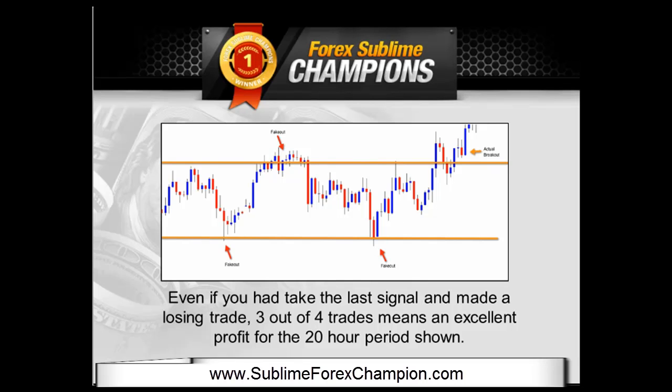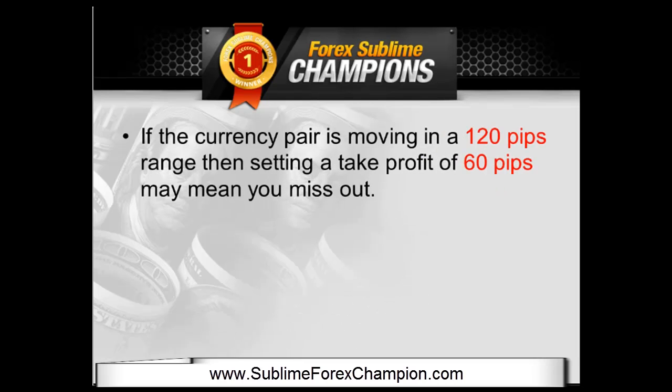When trading the channel, you should adjust your stops and take profits according to the range you are trading in. For example, if the currency pair is moving in a 120 pip range, then setting a take profit of 60 pips may mean you miss out.